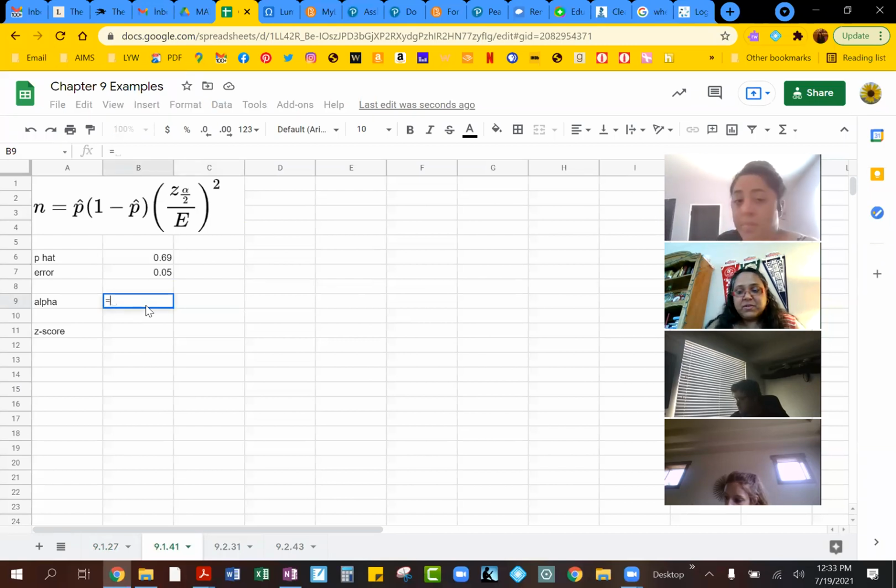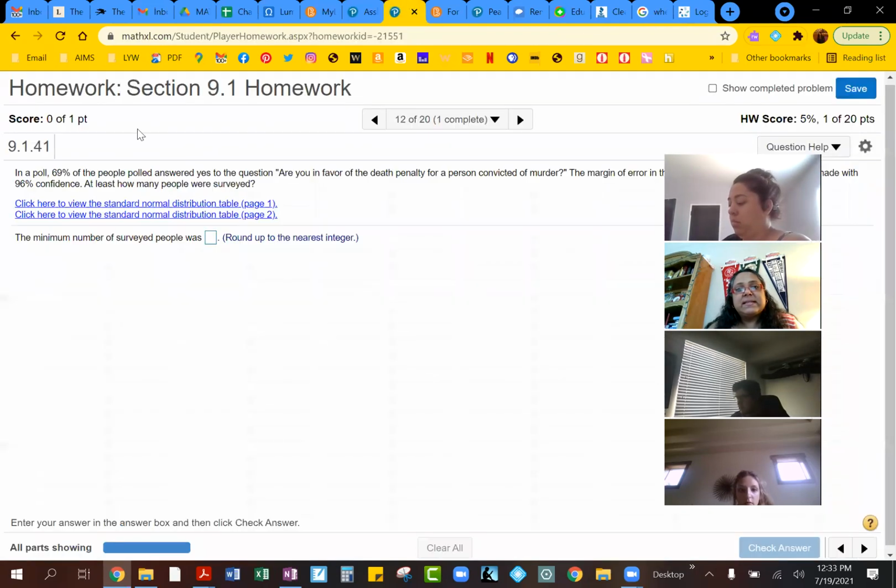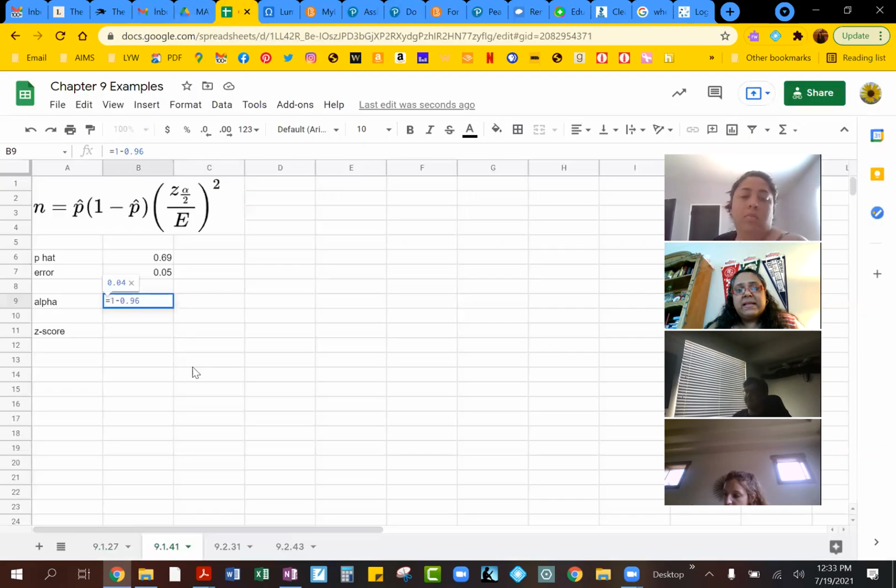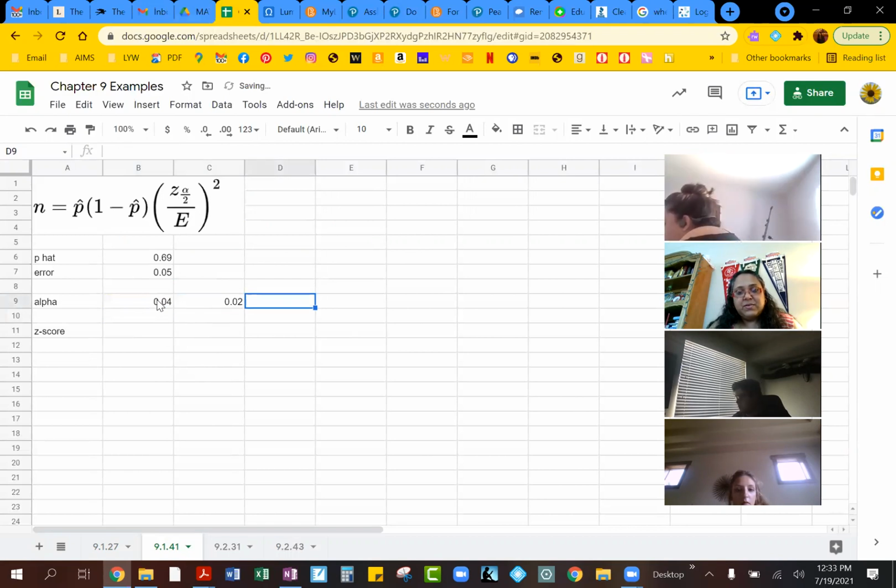Our alpha value is going to be 1 minus, and remember the confidence interval was 0.96, because they're telling us it's a 96% confidence. So again, 1 minus 0.96 to calculate the alpha. And then remember for alpha divided by 2, you're basically taking the 0.04 and dividing it by 2. So this is our alpha divided by 2.